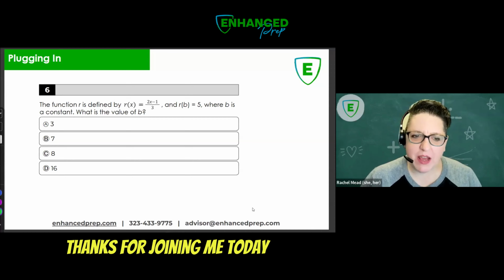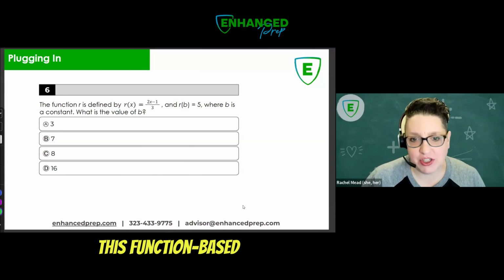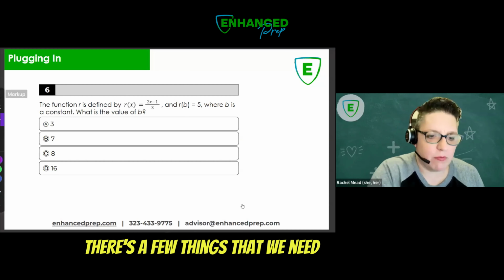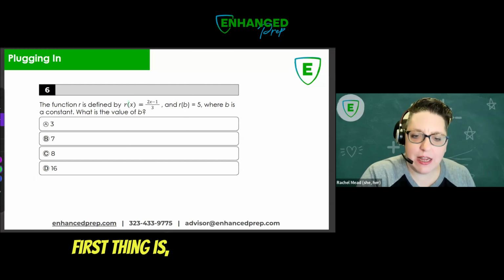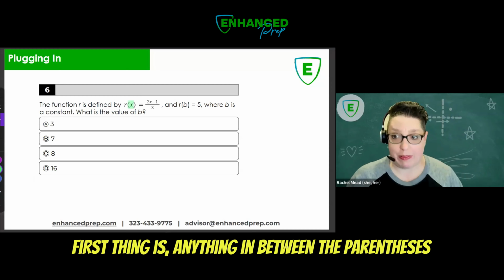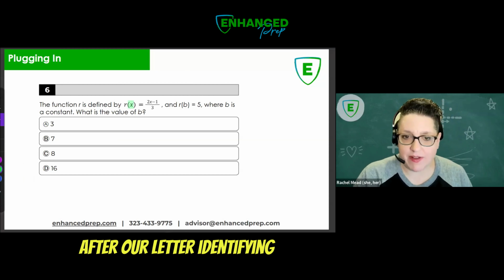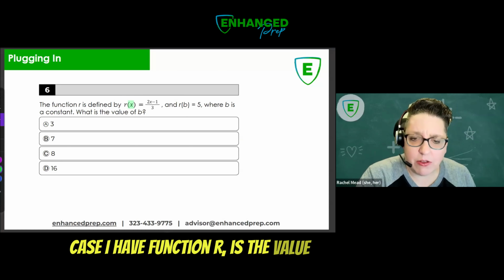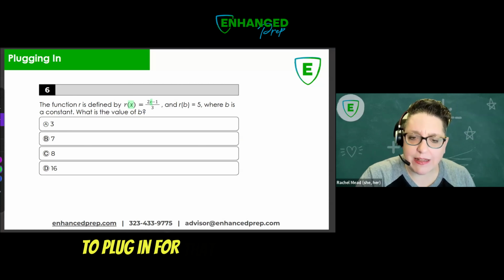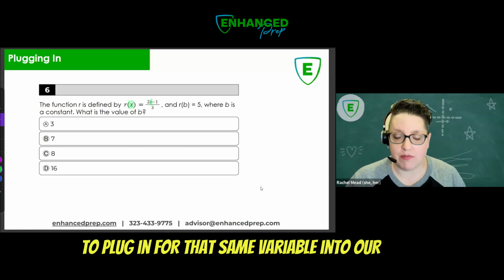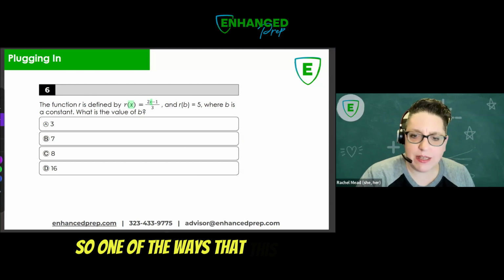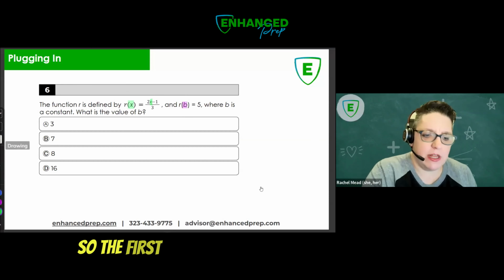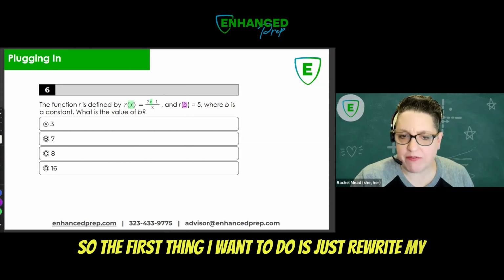Thanks for joining me today while we take a look at this function-based question from the SAT. There's a few things that we need to remember. First thing is anything in between the parentheses after our letter identifying our function. In this case, I have function R is the value that we're going to plug in for that same variable into our given equation. So one of the ways that this gets tricky is it now gives us a different variable. So the first thing I want to do is just rewrite my function.